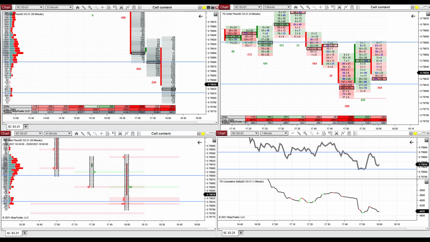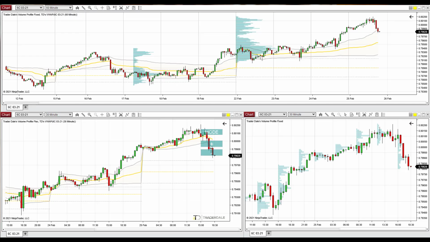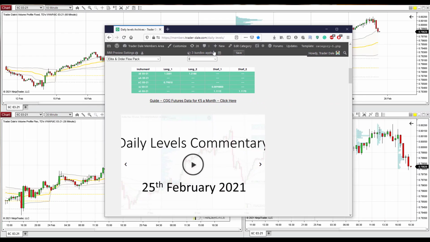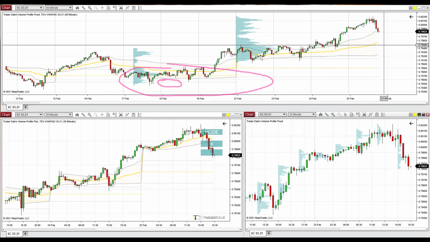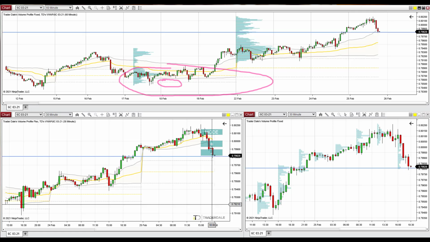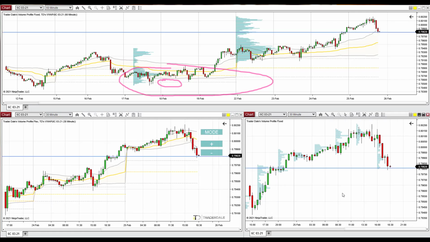Let me show you. This is from the members area. This is a futures table which I published today. This was the level 79.81. So let me print a line there, 79.81. Now you see it on all the charts.